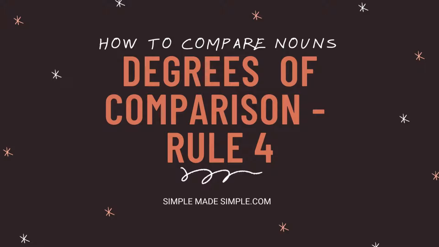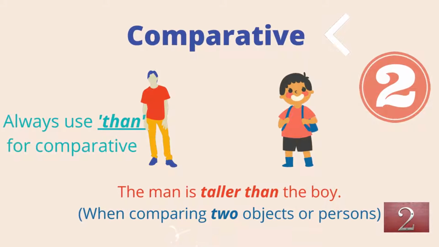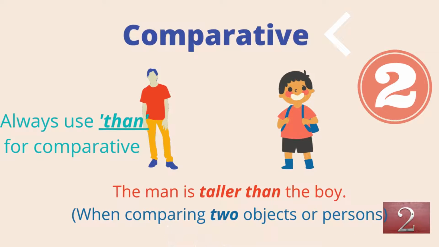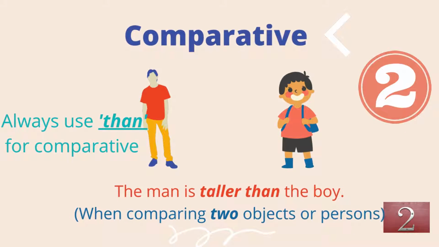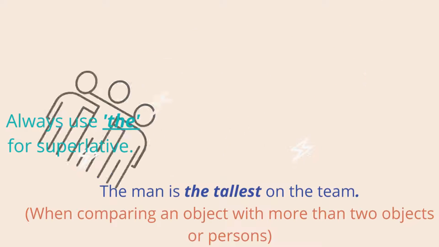Now we are going to see Rule 4 of degrees of comparison. When we compare things or objects or people, the adjectives change in form. These forms are called degrees of comparison. There are 3 degrees: positive, comparative, and superlative. When we compare 2 objects or persons, it comes under the comparative degree. And when we compare an object or a person with more than 2 objects, it comes under the superlative degree. Always use the for superlative and always use than for comparative.